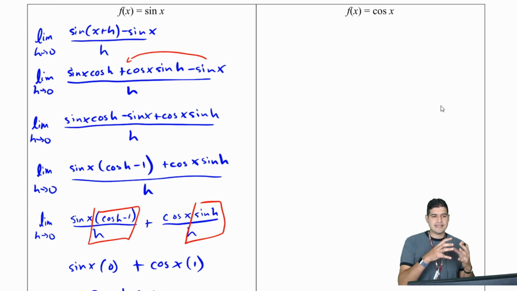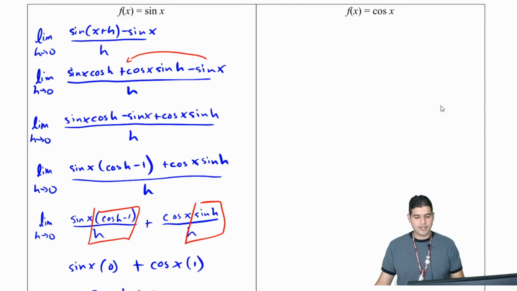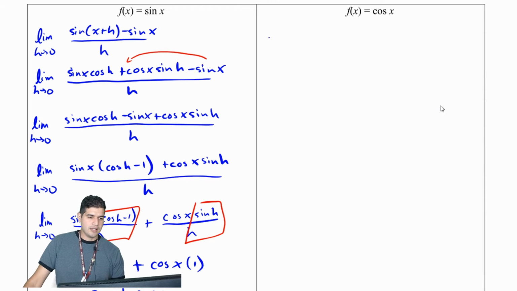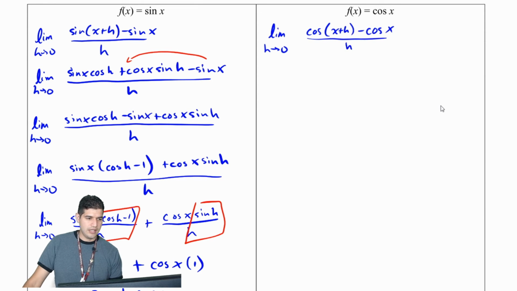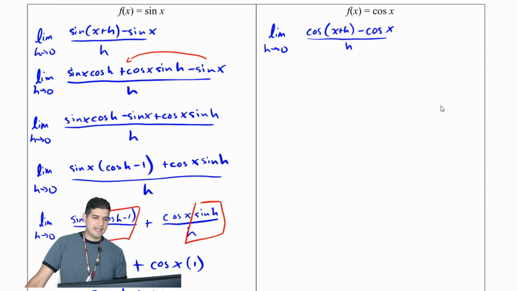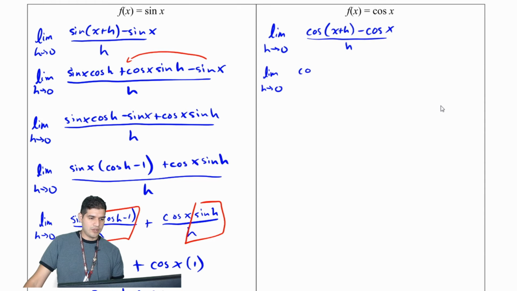So now we're going to use the similar method to find the derivative of cosine of x. So let's start out the limit as h approaches 0, of cosine of x plus h minus cosine of x all over h. And then I'm going to expand that using my identity. So the limit as h approaches 0 of cosine of x times cosine of h minus sine of x times sine of h minus cosine of x all over h.